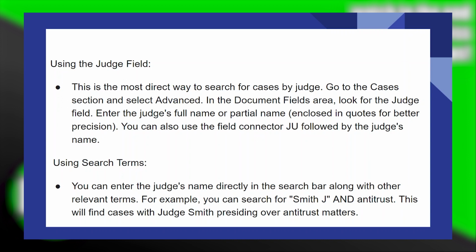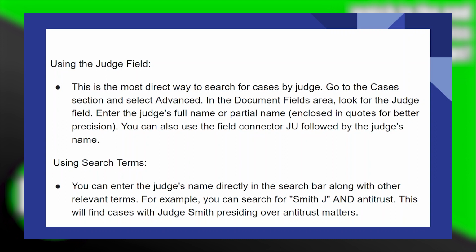Go to the Cases section and select Advanced. In the Document Fields area, look for the Judge field. Enter the judge's full name or partial name, enclosed in quotes for better precision. You can also use the field connector JU followed by the judge's name.